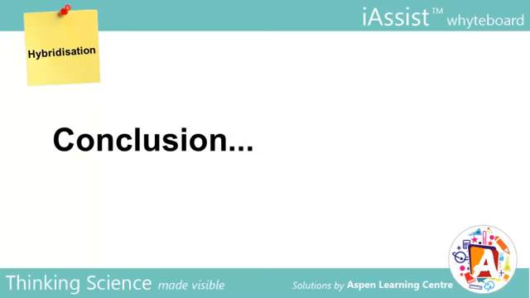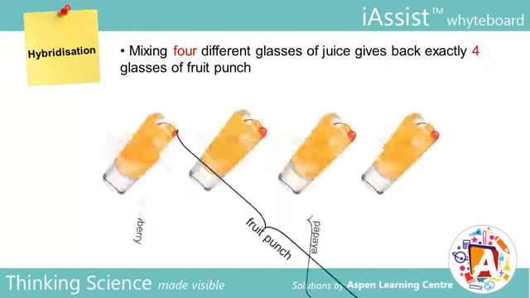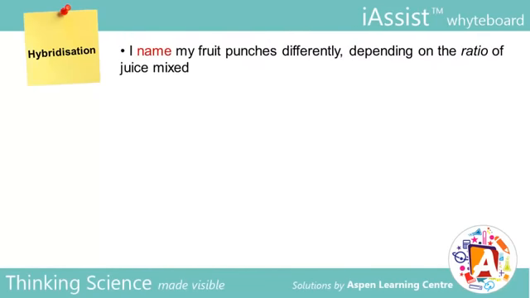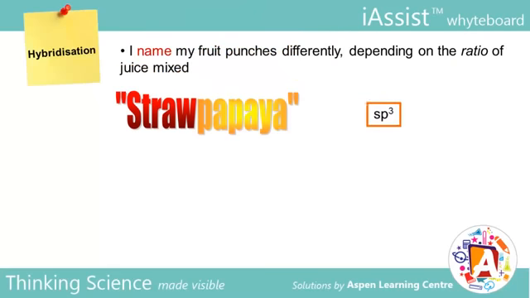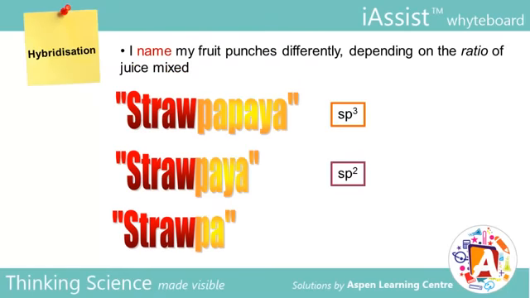a few important points as conclusion. Mixing 4 different glasses of juice gives back exactly 4 glasses of fruit punch. In each hybridization scenario, the number of atomic orbitals mixed always produce the same number of identical hybrid orbitals in return. I name my fruit punches differently depending on the ratio of juice mixed. The higher the ratio of papaya in the fruit punch, the more its name reflects that. Just like how we label the central atoms of the molecules, sp3, sp2 or sp, which simply depends on the number and what type of orbitals are mixed. Essentially, the name says it all.